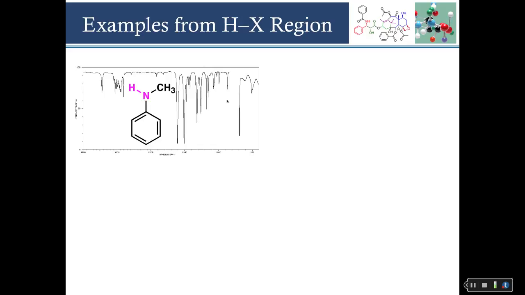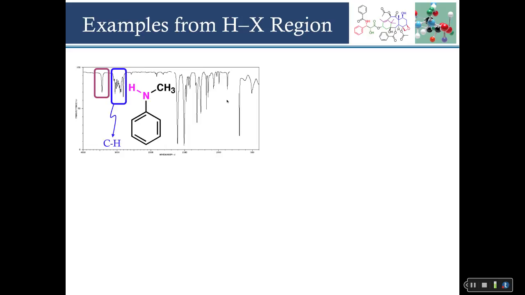So here's an aniline. We've got a nitrogen-hydrogen. We've got an area here where we've got our CH stretching, right? Because we've got peaks both below and above 3000. That makes sense. We've got the methyl group on the nitrogen, so we're going to have some CH stretching on the methyl group that we observe below 3000. But then, of course, we've got all of the hydrogens around the benzene ring that are attached to those sp2 hybridized carbons, and we see them there.